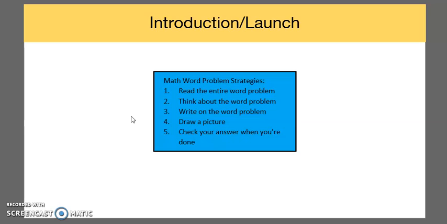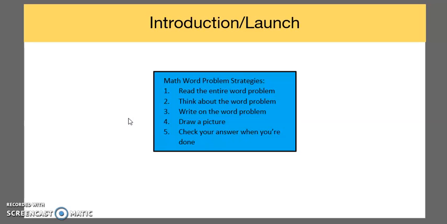The second strategy is to think about the word problem. When we read the word problem, now we want to think about what the word problem is asking us. And usually when we're thinking about what the word problem is asking us, it's usually at the end of a word problem. Not always, but that's always a good reminder.